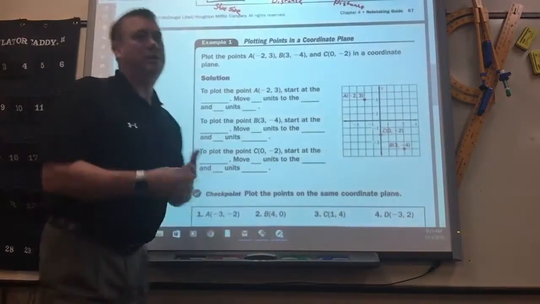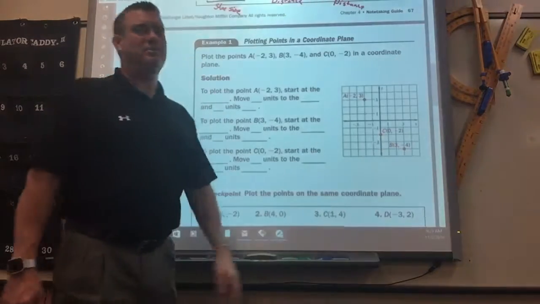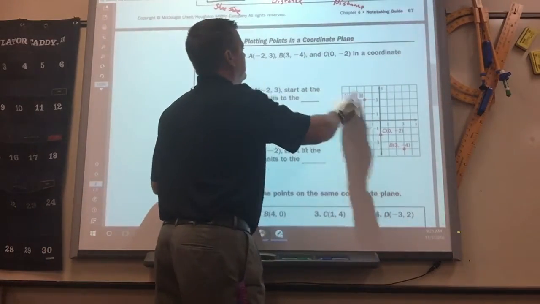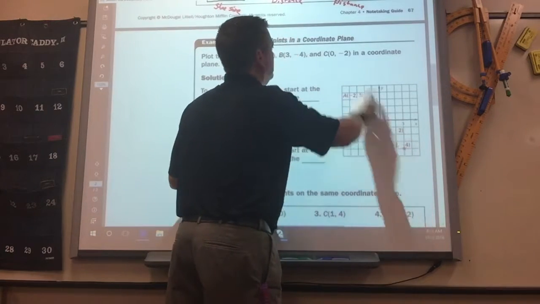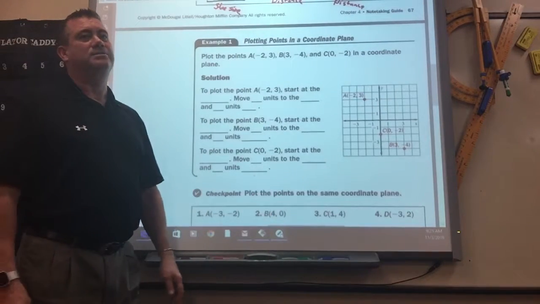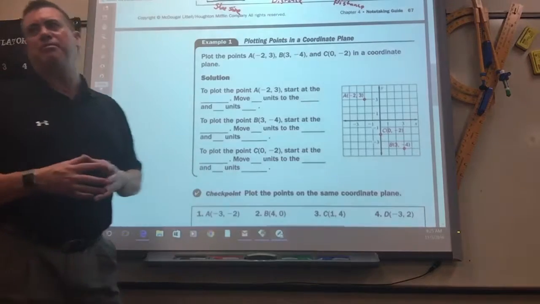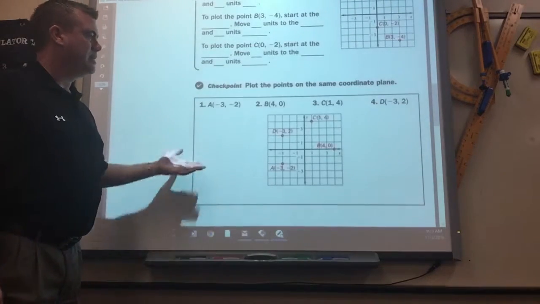So plotting points. Part of your assignment today is you're just going to have to plot the points. They already did these for you. But A is left 2, up 3. B is over 3, down 4. C is 0, negative 2. Yes, you can do all the assignment, even though some of it you don't need to graph. You can put them all on graph paper.